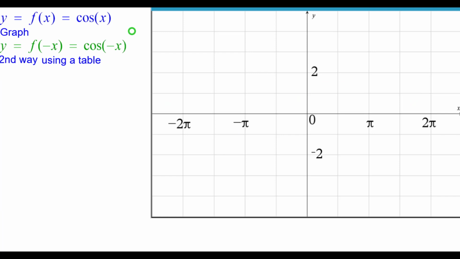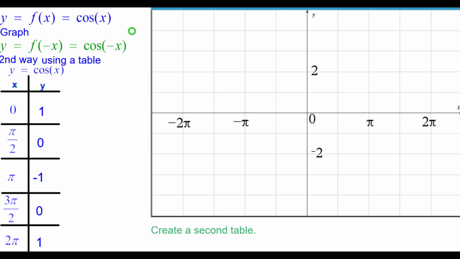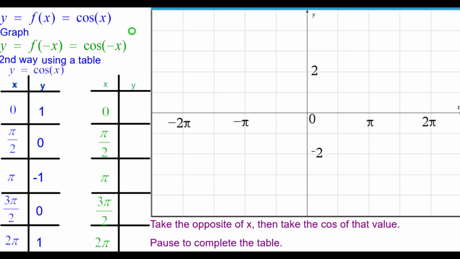Second way, using a table. Pause to complete the table. And those are the values on the axes. We need to create a second table for the cosine of the opposite of x. The values of x will stay the same. What we're going to do is take the opposite of those values, then take the cosine of that value. Pause to complete the table.